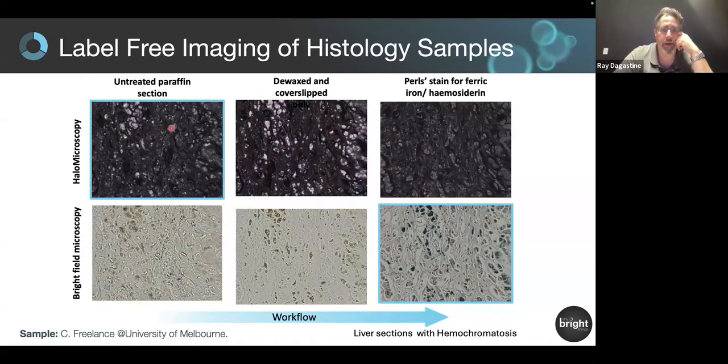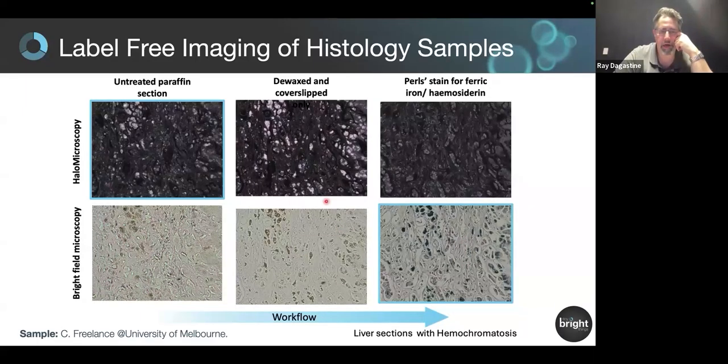So on the top, we've got a Halo microscopy image of an untreated paraffin section, a dewaxed one, and then this is a Perls stain for the iron. They also did H&E, but I left that one out. So on the bottom is the bright field images. That's what you would normally look at in histology, right? You've got the untreated paraffin, then you've got it dewaxed, but you really need that Perls stain to actually figure out where the iron is.